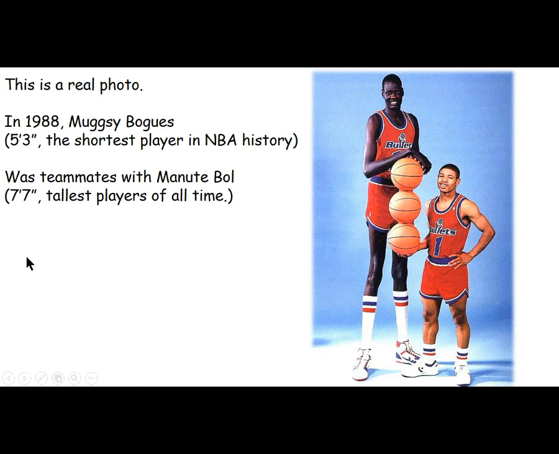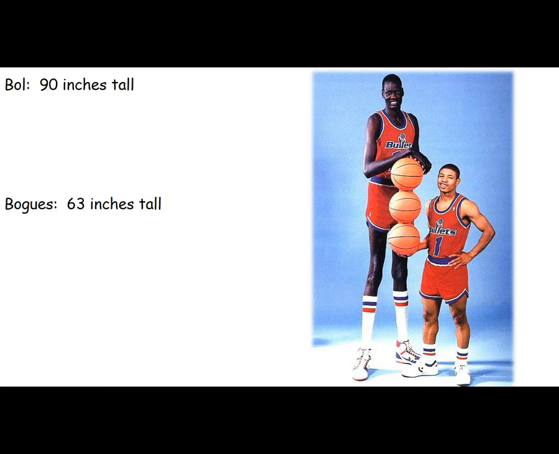Now, I'm going to change the facts here for just a second. Manute Bol was actually 91 inches tall, but we're going to say 90. It'll make the math work out really well. And Muggsy Bogues at 63 inches tall. That's 5'3" and 7'7" respectively.